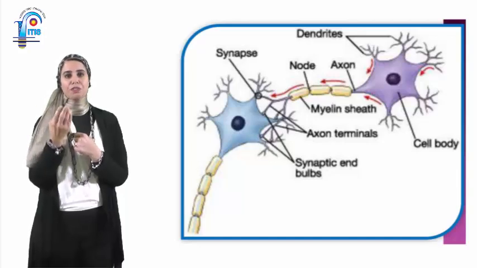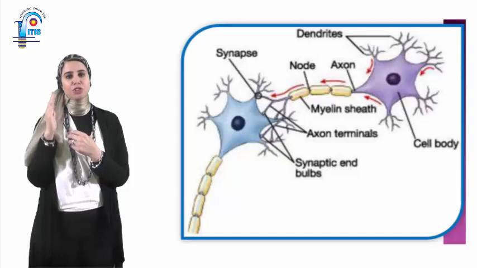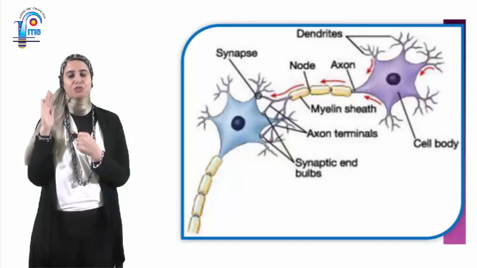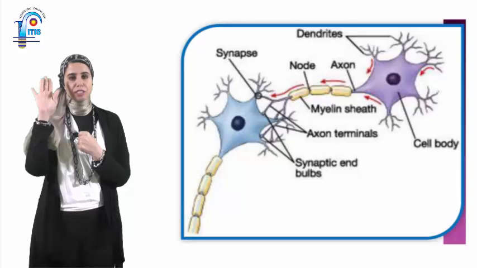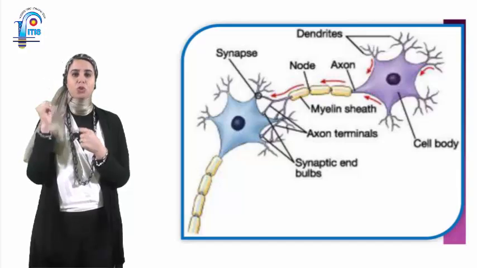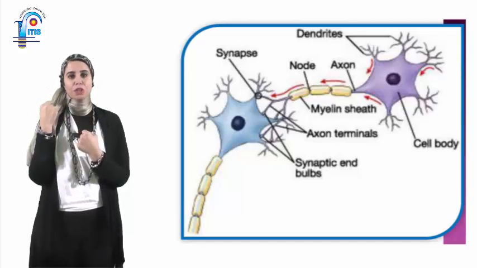The last part is the terminal arborization, which is joined to the dendrites of the following cell. So what is the function of these types of cells? They are responsible to transmit impulses or messages from organs of the body, for example, the hand, to the brain and spinal cord, and vice versa, where the brain and spinal cord send messages to take action against anything.